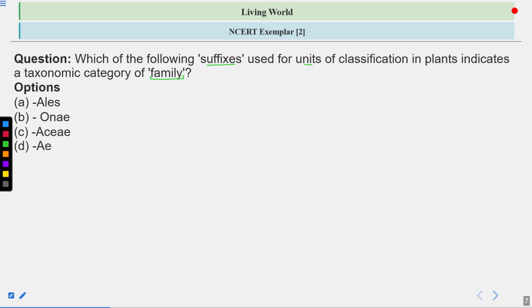So here they're talking about the suffix first of all. Then they are talking about the plants here. And then they are talking about a taxonomic category, which is family. So basically they are asking, how will you write a family? How does the family name end? So what are the options here? Option A is ales, B is onae, C is aceae, and D is ae. So what will be the answer for this question?